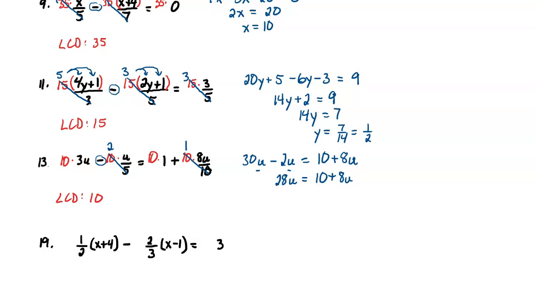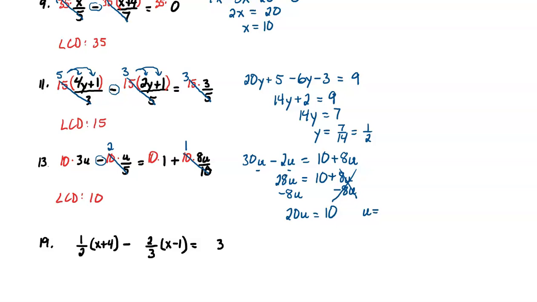Now our equation has the letter u on both sides. I want to collect the u terms on the left side only. To do that, I'll subtract 8u from both sides. That causes the u term to be removed from the right side of the equals. This becomes 20u is equal to 10.